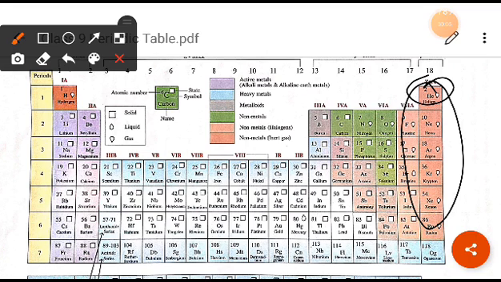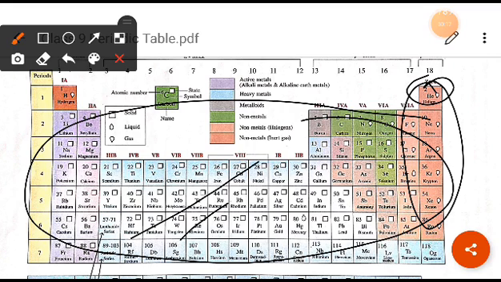Okay, so I hope you have understood this. So what is the merit of this modern periodic table? What are the advantages? The first advantage is that it is based on the atomic number, which is a better fundamental property compared to atomic mass.